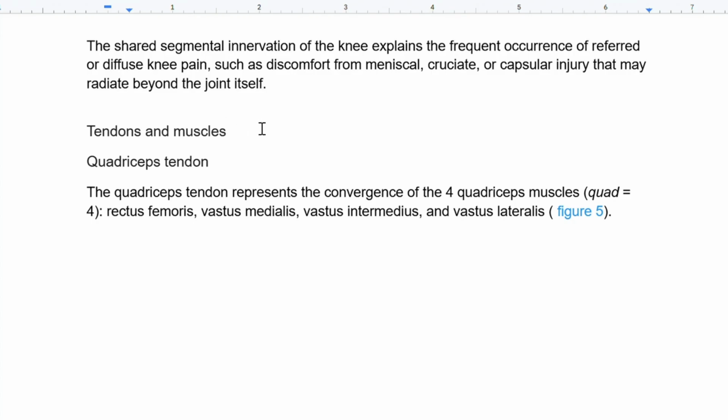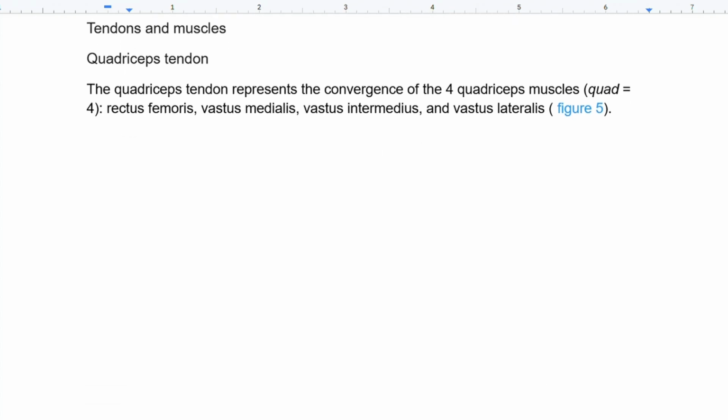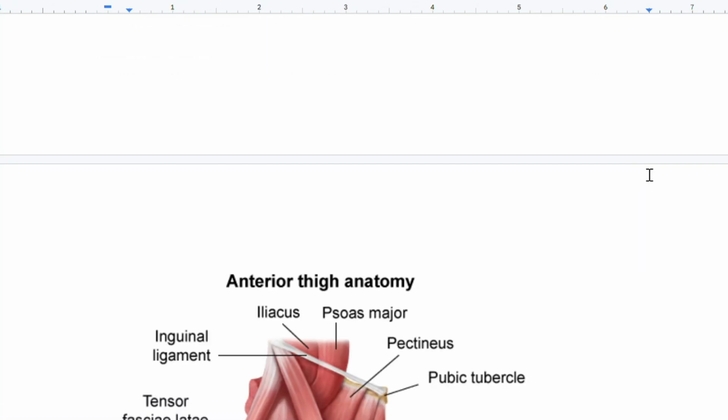Okay, the shared segmental innervation of the knee explains the frequent occurrence of referred or diffuse knee pain, such as discomfort from meniscal, cruciate, or capsular injury that may radiate beyond the joint itself. And then we're going to have tendons and muscles, so we are at 9 pages.